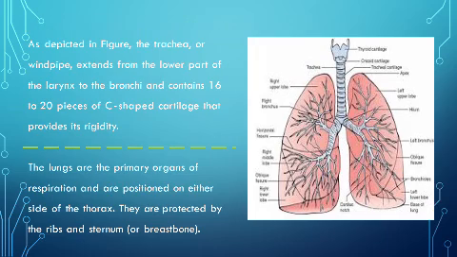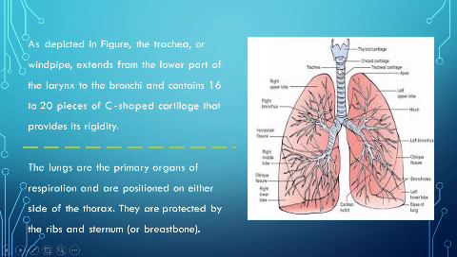Okay. Then see the figure here. The trachea, or windpipe, extends from the lower part of the larynx to the bronchi and contains 16 to 20 pieces of C-shaped cartilage that provide its rigidity. See the picture here. This is the lower part of the larynx. So it starts here and contains 16 to 20 pieces of C-shaped cartilages. These C-shaped cartilages provide the rigidity.